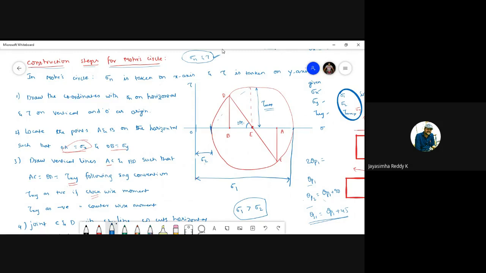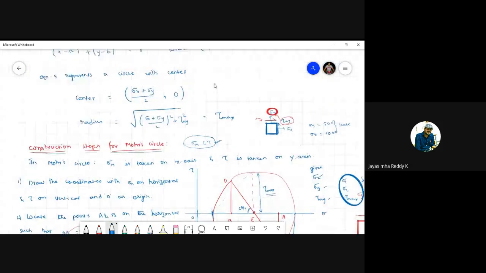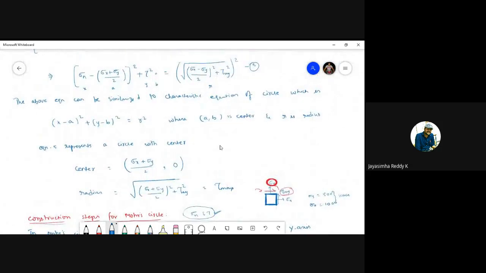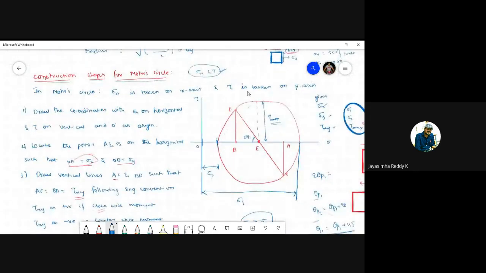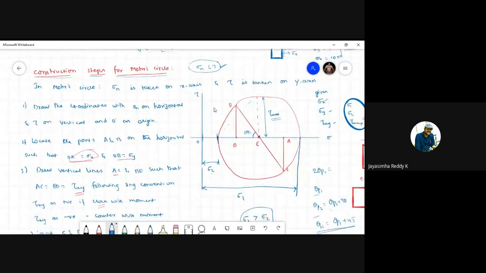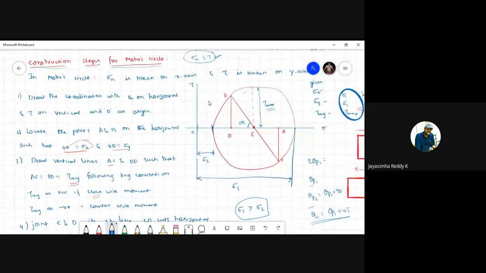So based on these equations, we have got a circle. We have got a characteristic equation of a circle. Let me show you that one also. In the previous class, we have solved this, students. So we have got this equation, which is a characteristic equation of a circle. Based on this, we have to draw Mohr circle, and then determine sigma 1, sigma 2, and tau max. That is what our strategy is.